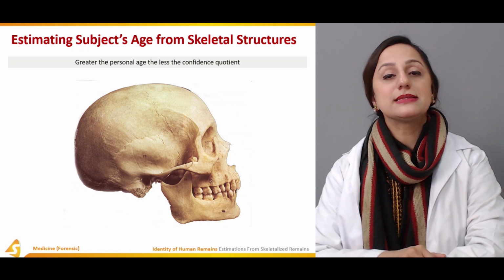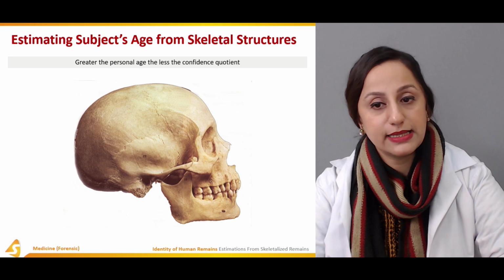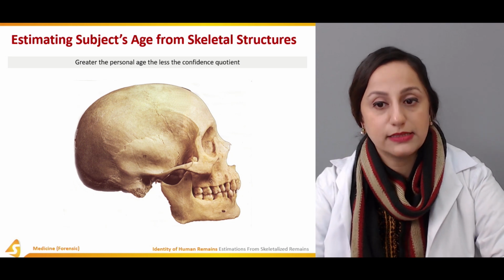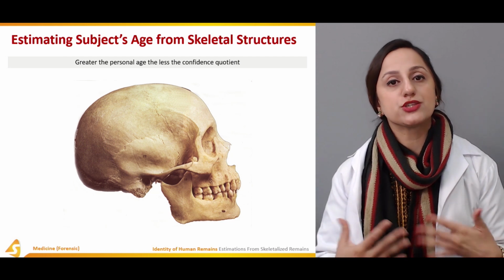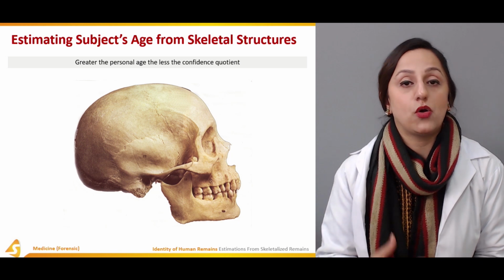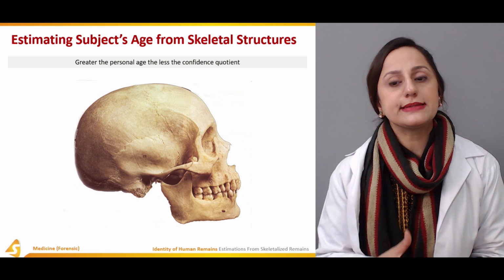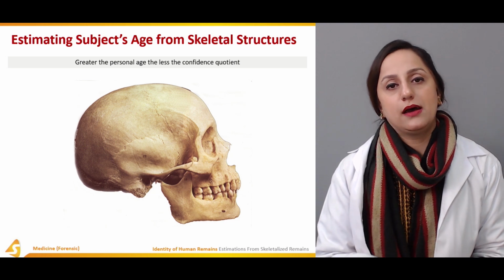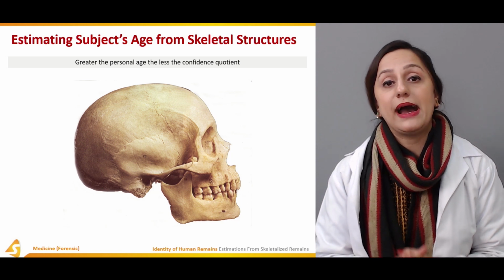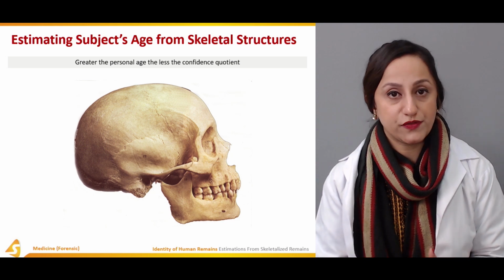So, estimating the subject's age from the skeletal structures. Now, the greater the person's age, the less the confidence quotient. So we have to keep in mind that as the aging process goes on, there are certain characteristics, of course, the arcus senilis and osteoporosis, that come into play. And all of these can change the variations that occur whenever we are identifying the subject's age. So we have to keep all of these things in mind.